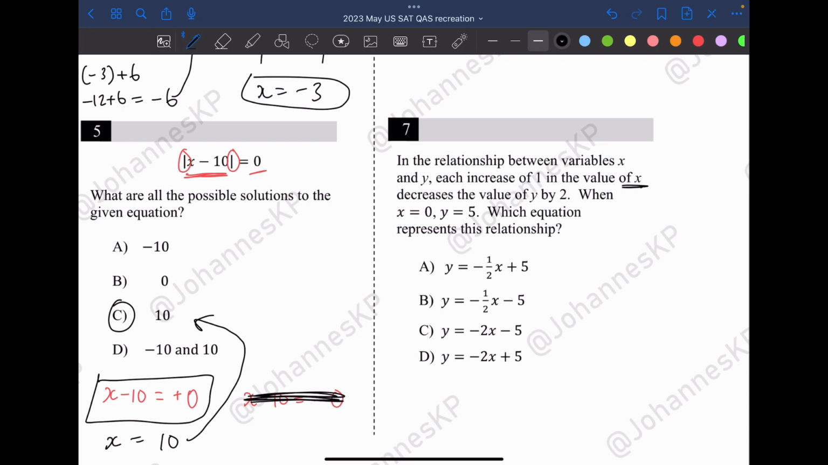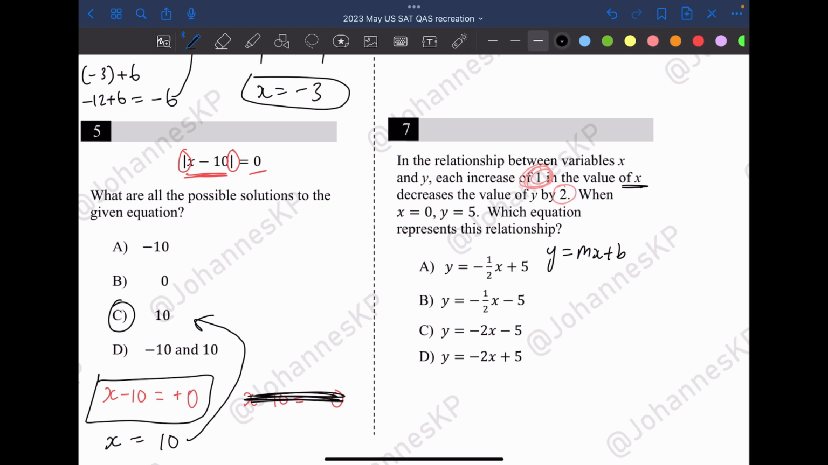And we also know the equation for any linear function is y equals mx plus b. M in this case is the slope, and b is the y-intercept, which we can just find later on. But to find the slope, we know that it says here, for each increased value of x, we get a decrease of y value by 2.